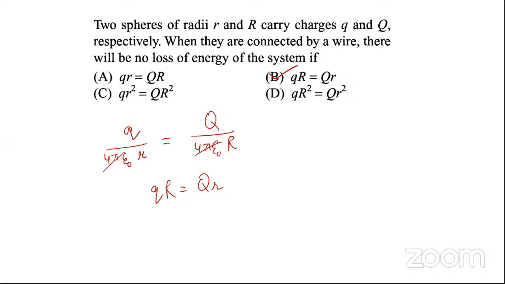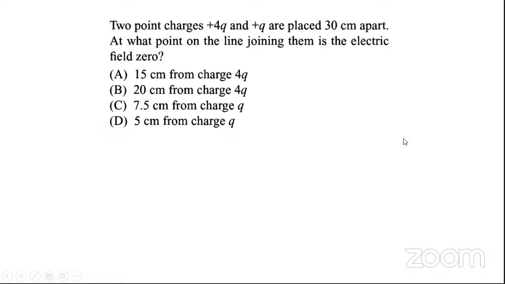Alright, shall we move on to the next one? Alright. 2 point charges plus 4q and plus q are placed 30 centimeters apart. At what point on the line joining them is the electric field zero?